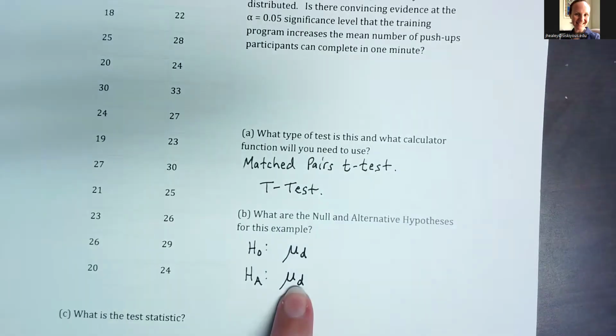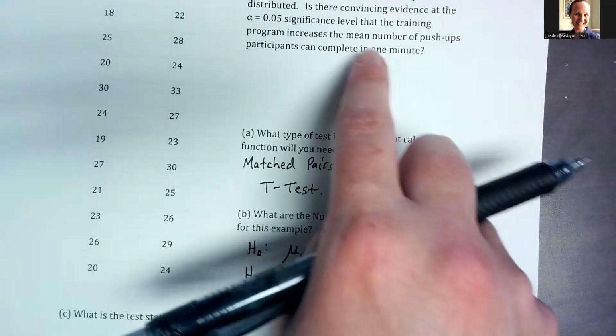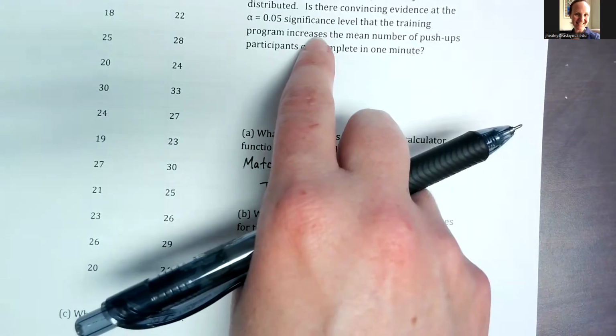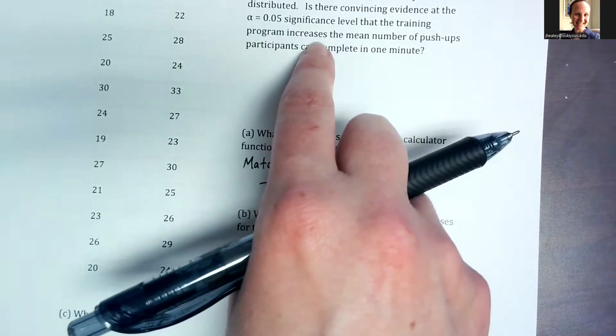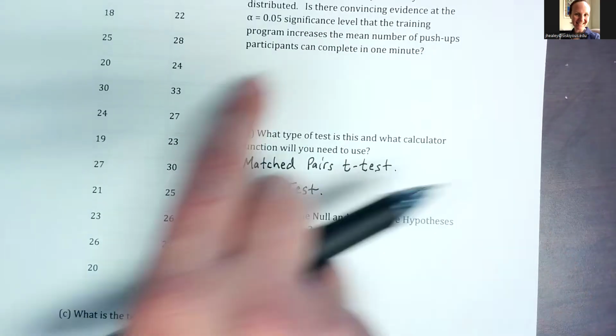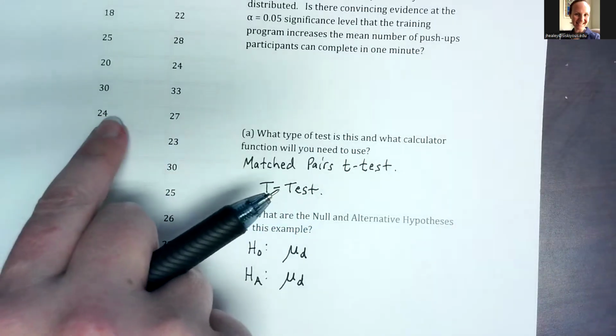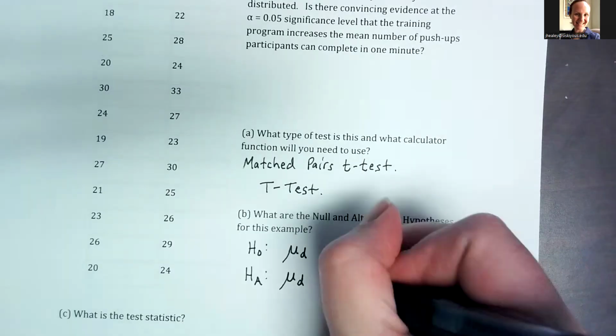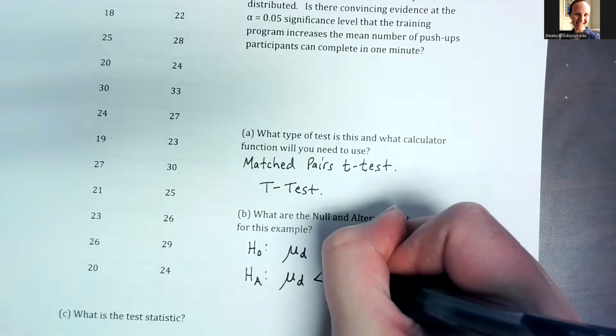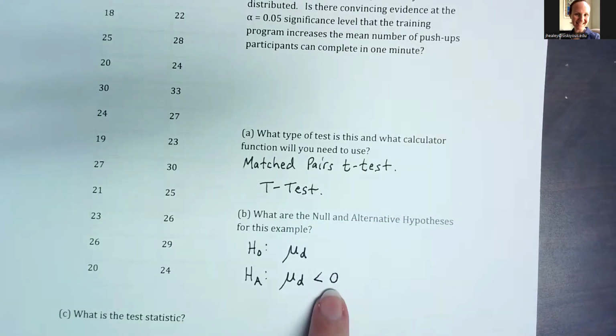What we're asking is, is there convincing evidence to suggest that the program increases the mean number of push-ups? And an increase would mean that it goes from a smaller number to a bigger number, so that when you subtract these, you get a negative number. That would mean that the mean is less than 0, that we would get a negative number is what that means.